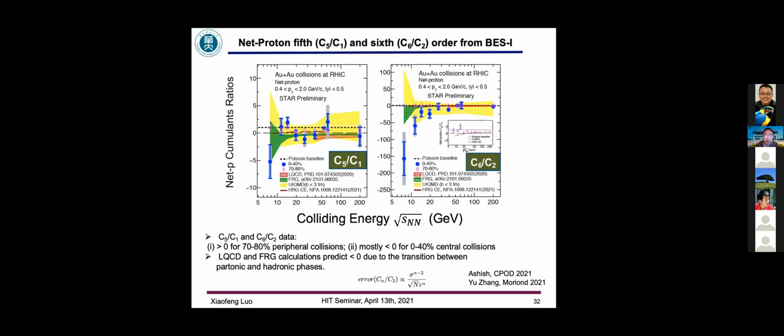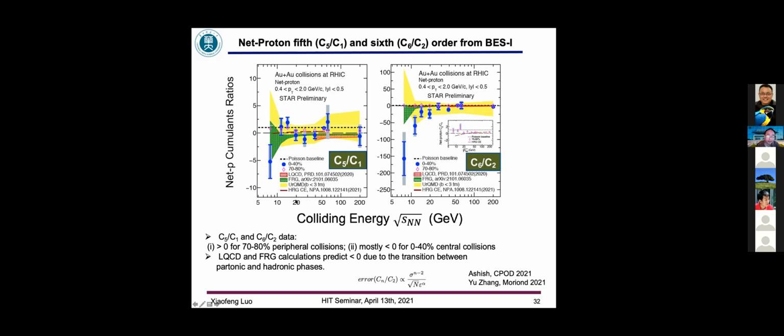STAR also reported the fifth order and the sixth order net-proton fluctuation from BES-1. You can see that the blue points are from 0 to 40% centrality, and this diamond is from 70 to 80% centrality. This is the fifth order, this is the sixth order.